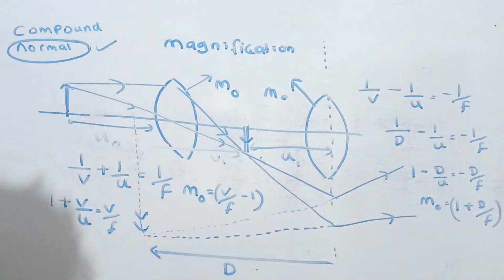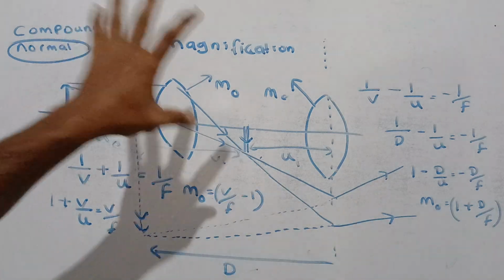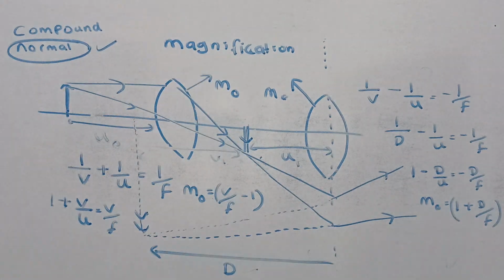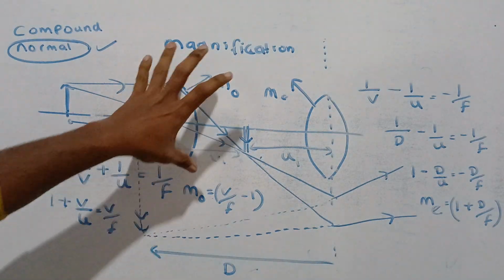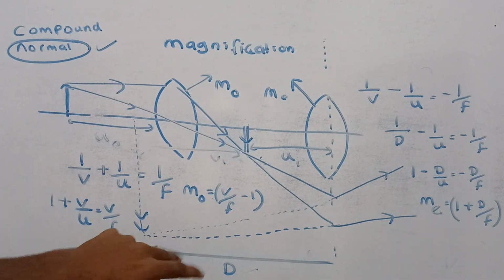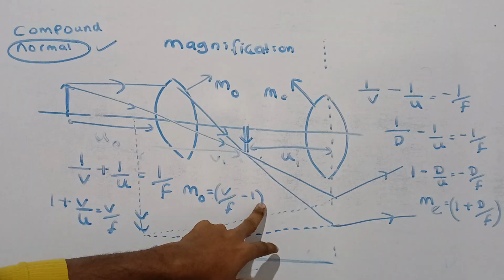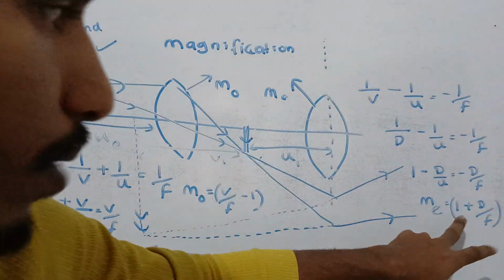So we know the magnification created by the lenses separately. Sorry, mistake, it is from the eyepiece. From the objective lens we have v over f minus 1, and from the eyepiece we have 1 plus D over f.